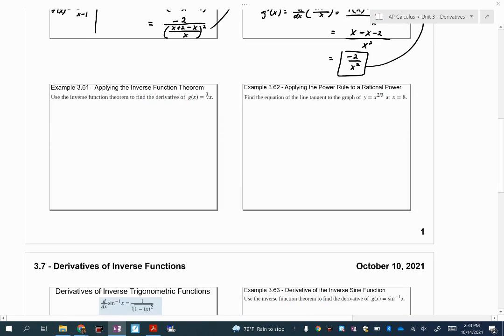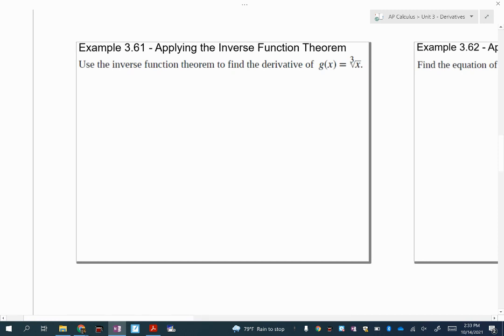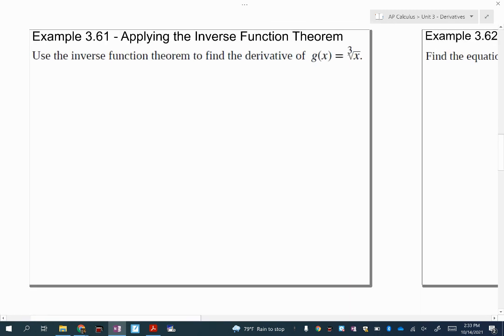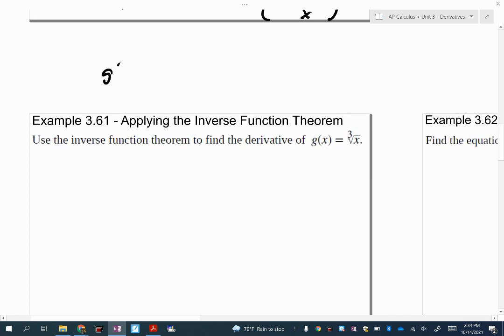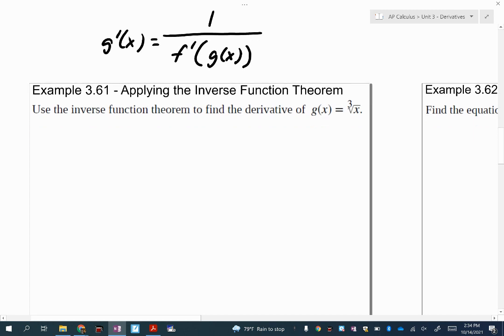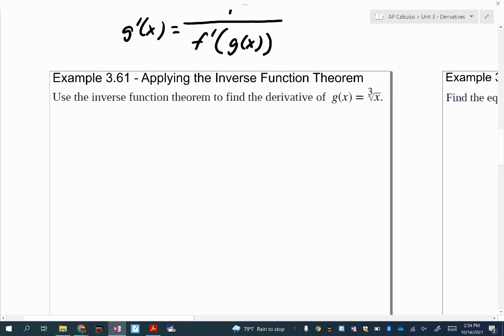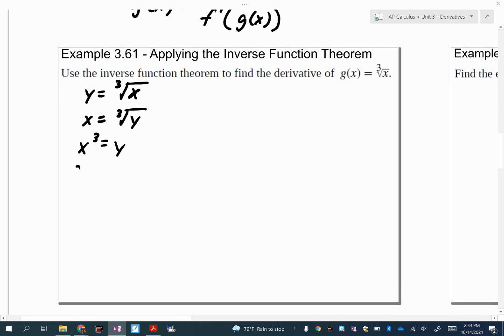Let's keep going. So we're going to do the same kind of problem here to find the inverse, or excuse me, the derivative of g of x. Okay, so I'm going to use that formula again. I'll copy it down. G prime of x, right? The derivative of g of x is 1 over the derivative of f of x evaluated at our function g of x. So first thing we're going to do is find the inverse of g of x. So y equals the cube root of x, switch x and y, and you get, if you cube both sides, y equals x cubed. So my f of x function is x cubed.